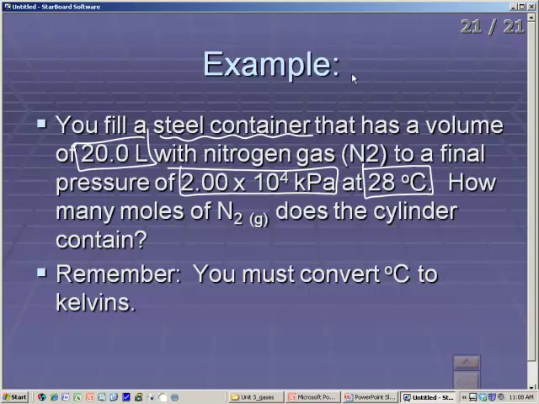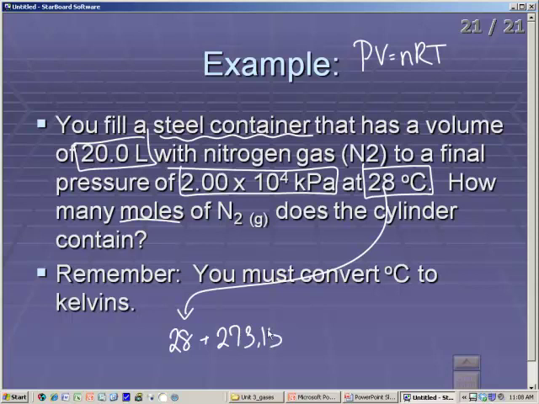So this should be like a dead giveaway that if you only have 1 volume, 1 pressure, 1 temperature, and they're asking you for moles, this should be a dead giveaway to use PV is equal to nRT. So the first thing we're going to do is convert that temperature out of degrees Celsius. So 28 plus 273.15. And I know some of you guys are going to be worried about your sig figs here, but I'm not going to worry about that right now. It is 301.15 Kelvin. So there's our T.